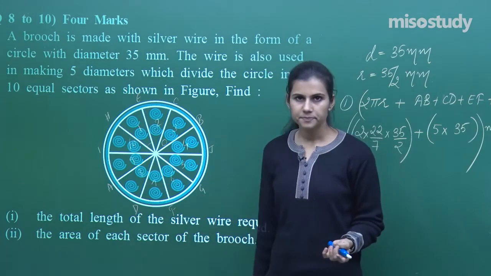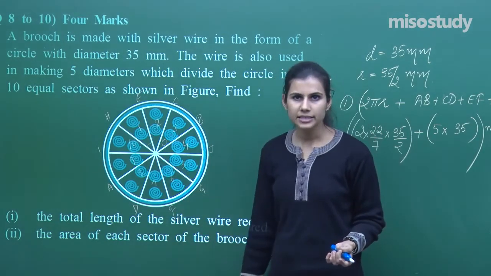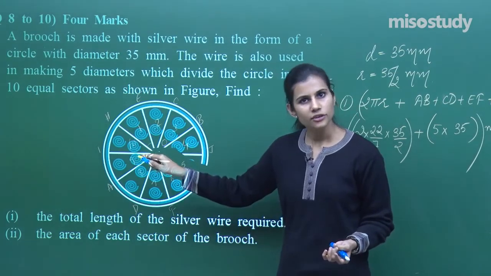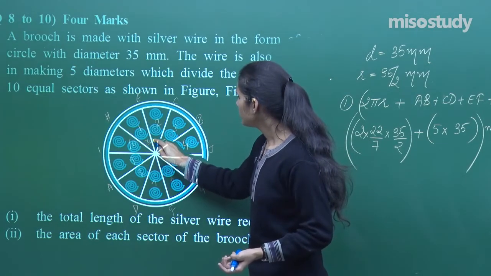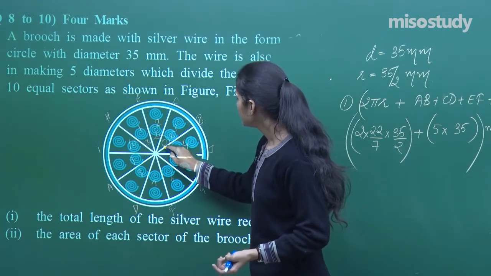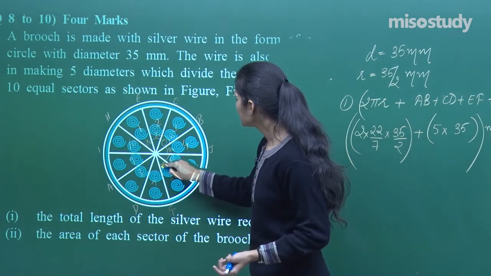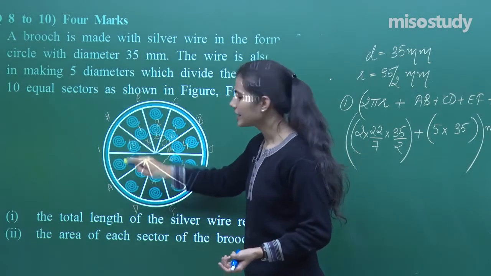What is the angle? If I talk about angle at a point, it is completely 360, right? These are 10 equal sectors, right? So I can say like this, that this is x1, here it is x2, here it is x3, this angle is x4, this is x5, this is x6, this is x7, x8, x9, x10.